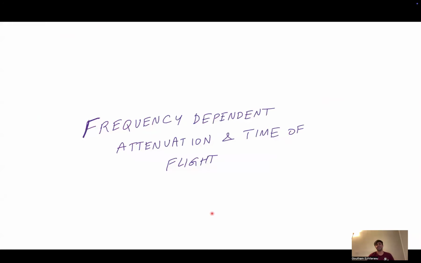Now let us talk about the next phenomenon that causes signal integrity issues, which is the frequency-dependent attenuation as well as the frequency-dependent time of flight. Now, I'm not going to go into much detail on this in this lecture because I've already discussed this significantly in the lecture on waveguides. But I will go over a little bit of it to give you a recap of how this phenomenon actually happens.